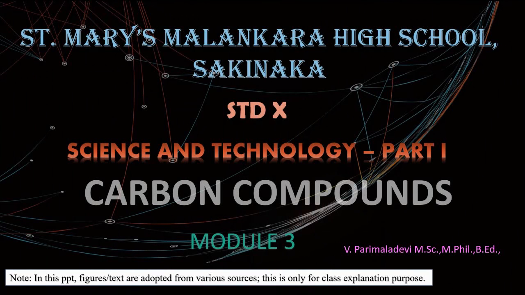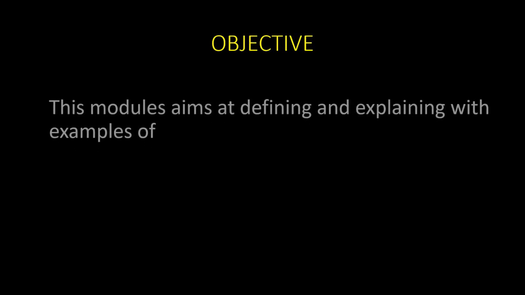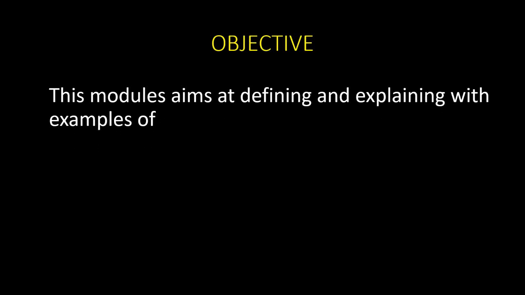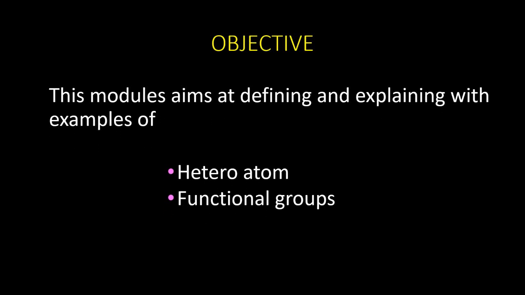Dear students, welcome to the third module of Carbon Compounds chapter. The objective of this module is that it aims at defining and explaining, with examples, heteroatom, functional groups and homologous series.